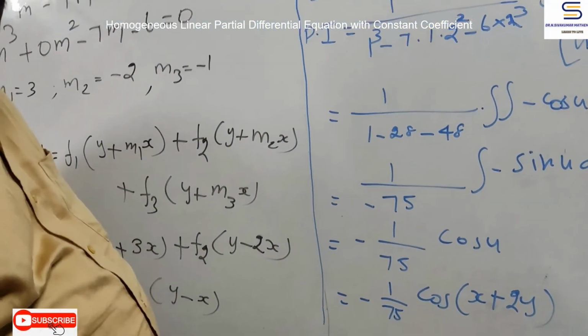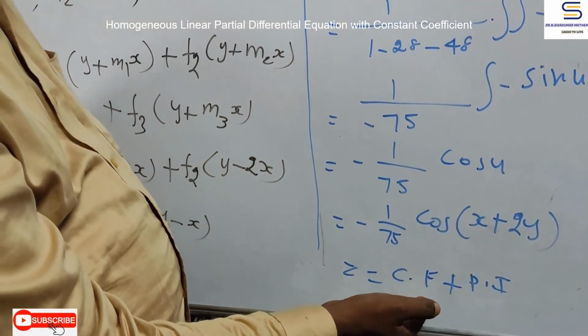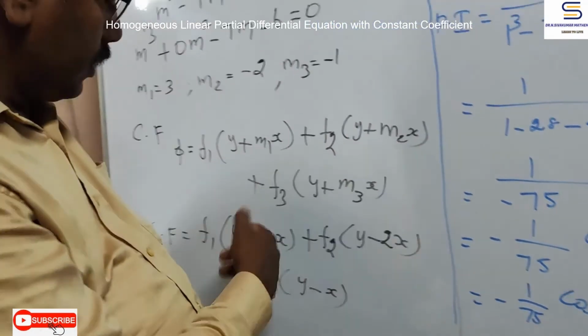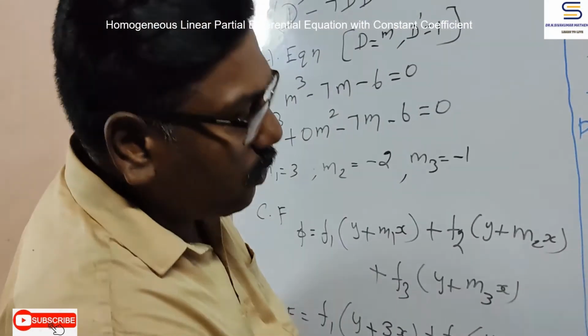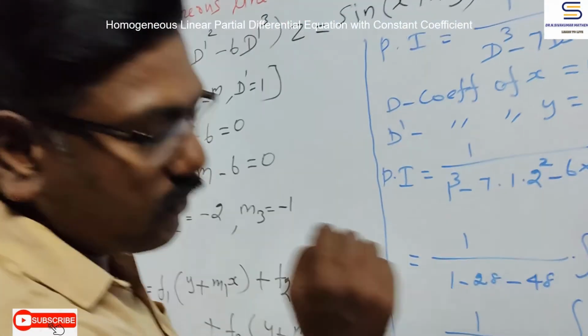Then write the general solution: z equal to complementary function plus particular integral. Just add this value and this value. So this is the answer.